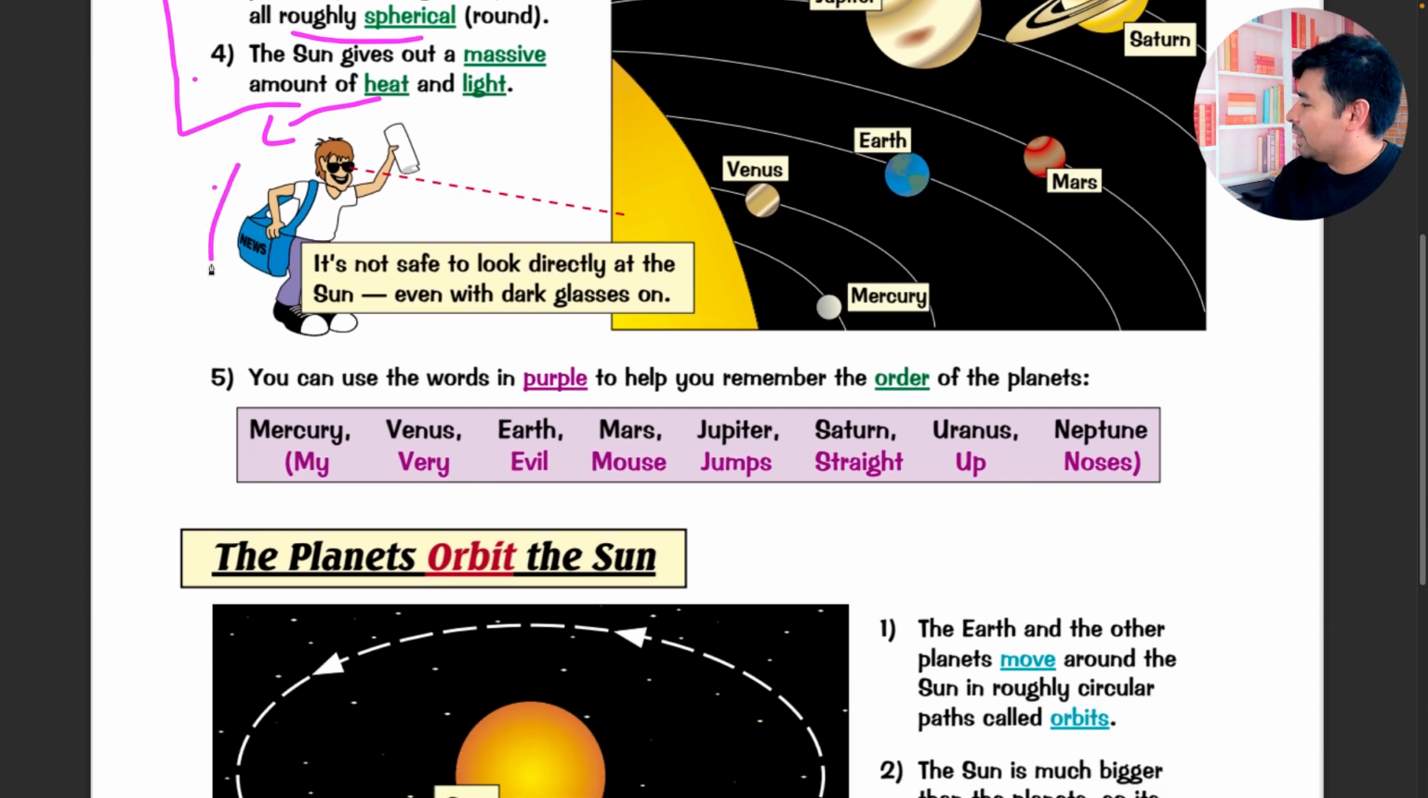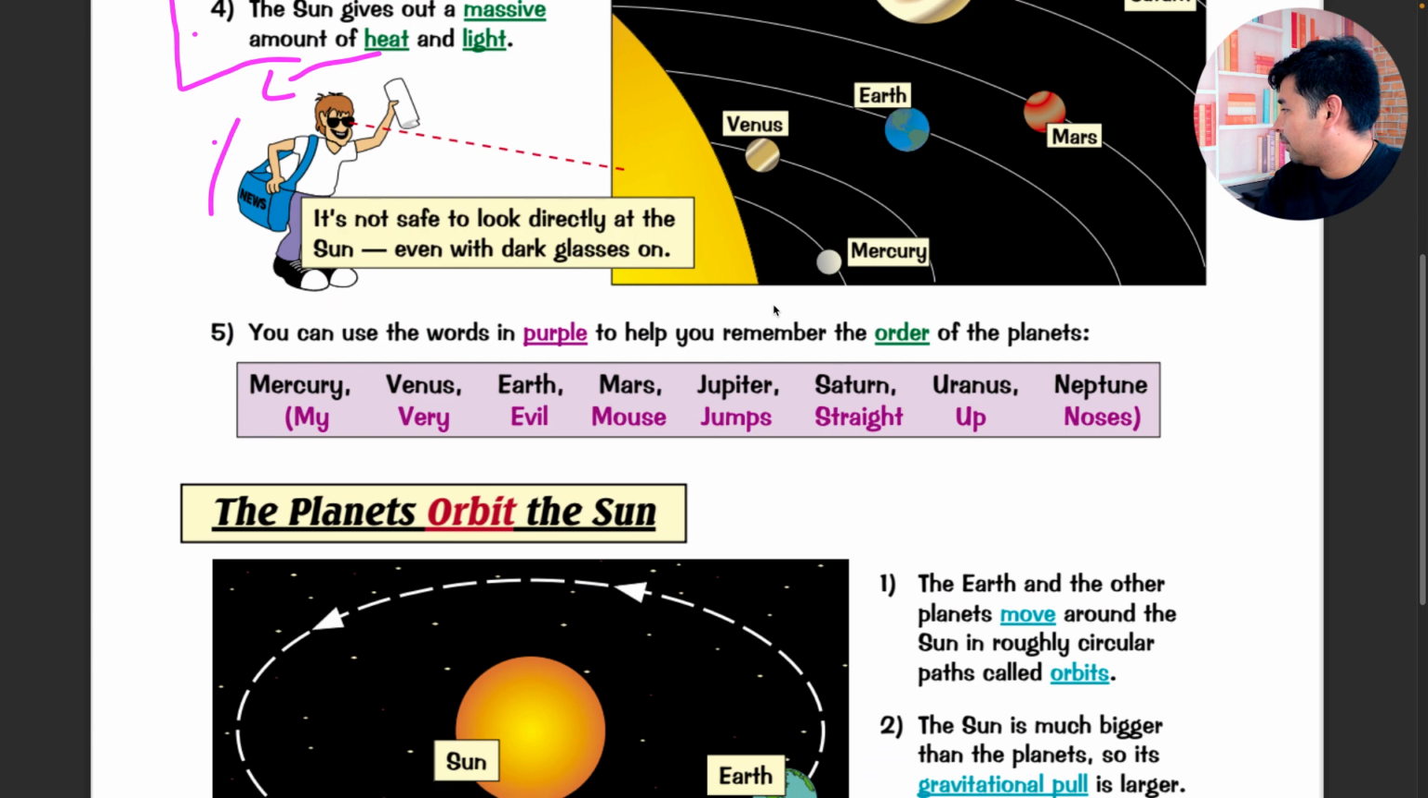Check it out. It is not safe to look directly at the sun, even with dark glasses on. I mean, we have already seen that, right? We know, never look directly at the sun. If you do that, you might get blind. I mean, you might have really serious eye problems. So never look directly at the sun, even if you have sunglasses. Don't do that, right? So let's continue.